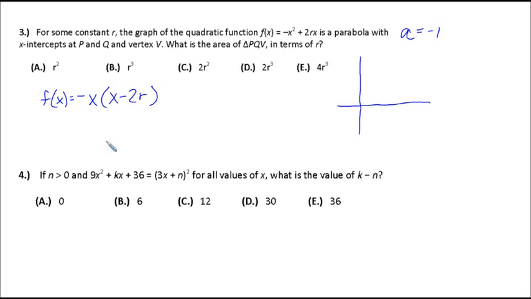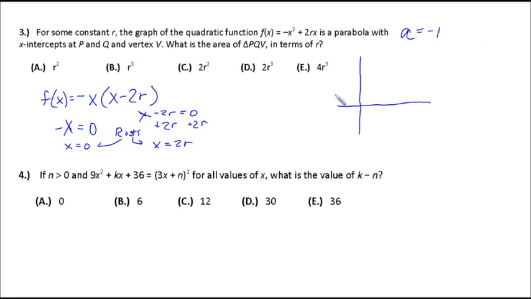What I've done is written it in what's called intercept form. If these are two factors here, we know that if we set those factors equal to 0, we can get the roots of our quadratic. This x here really is a negative x. If we set that equal to 0, we get x equals 0. That's one of your roots, one of your x-intercepts. Your other x-intercept is at x minus 2r equals 0, so you get your other root, which is x equals 2 times r. So these are our roots of this function. Again, we don't really know what r is, but it doesn't really matter.